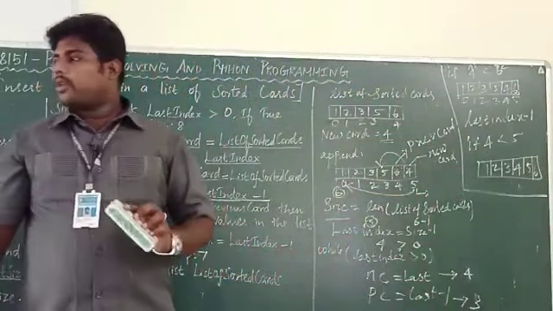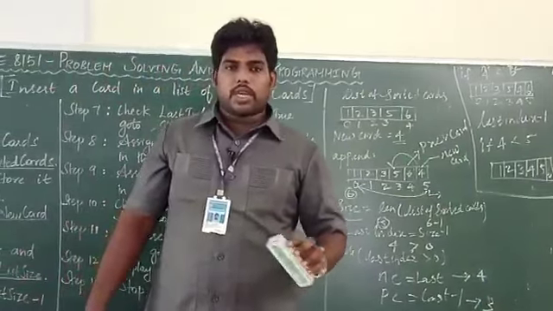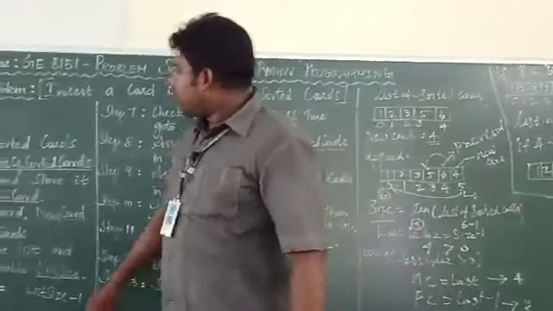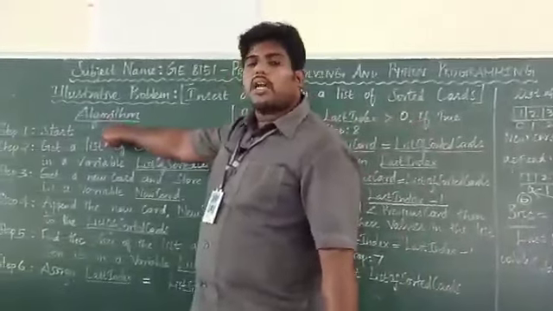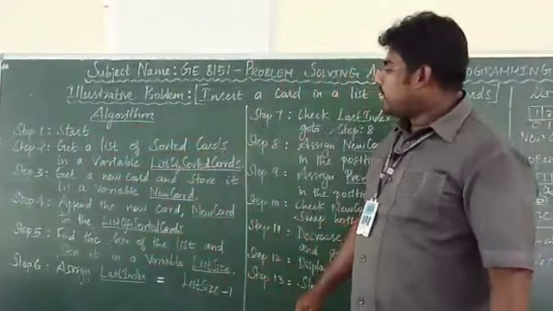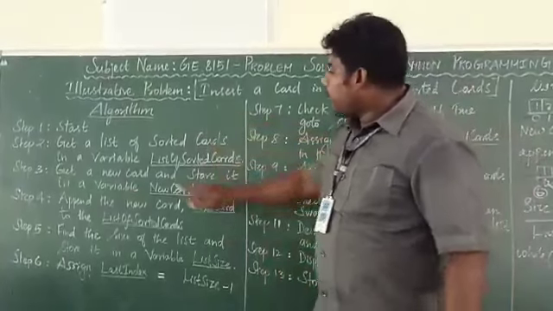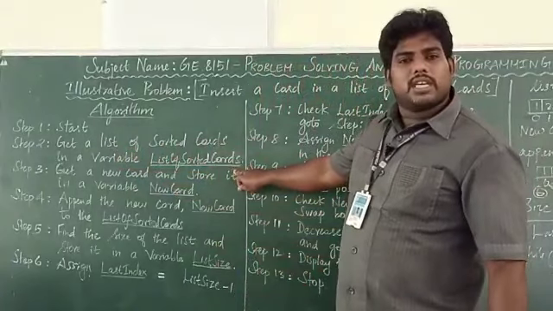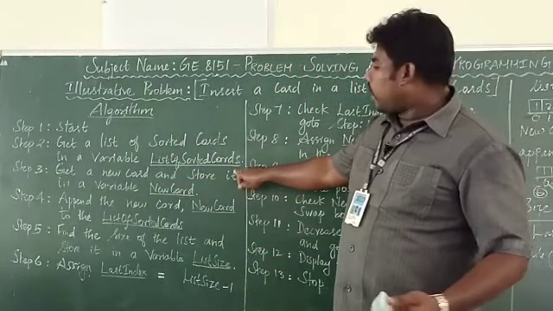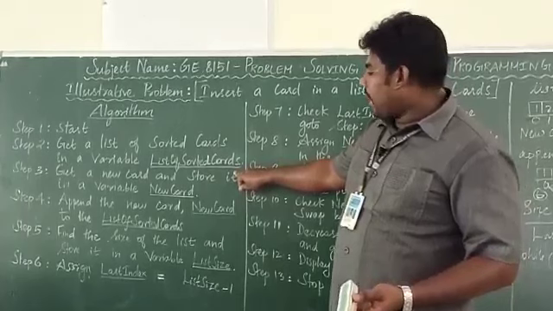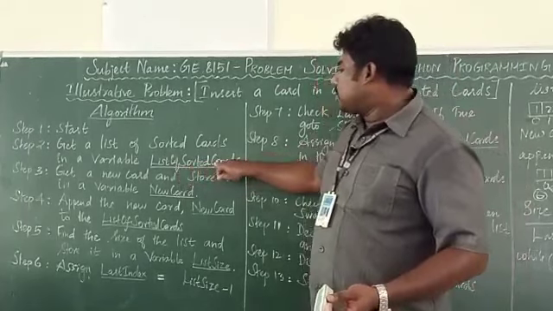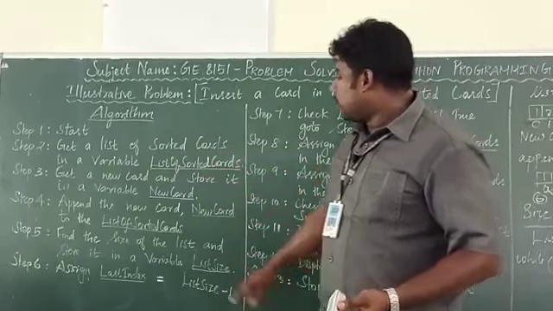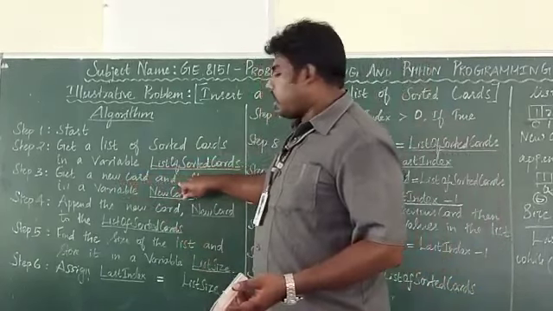Okay. Now, with the help of the logic, I am going to explain the algorithm. For all the algorithms, the first step is start the algorithm. So start, then get the list of sorted cards. What's the variable name here? For collecting the sorted list of elements, I am using the variable list of sorted cards. Then get a new card.